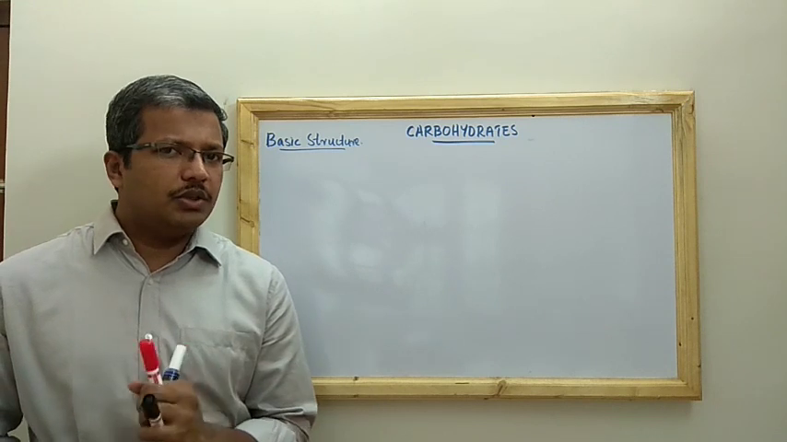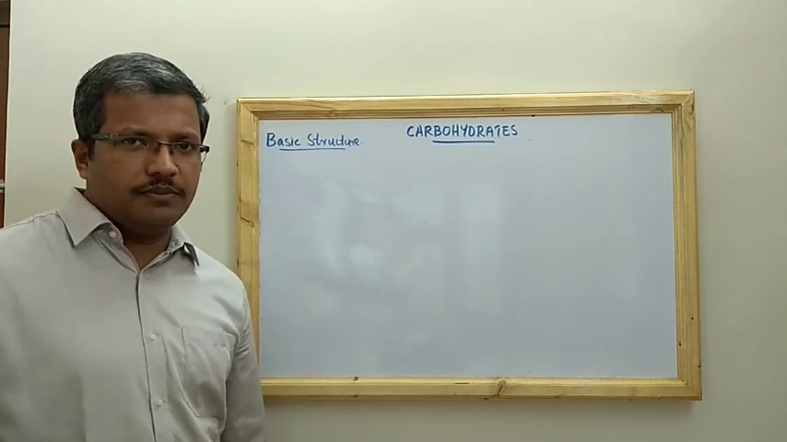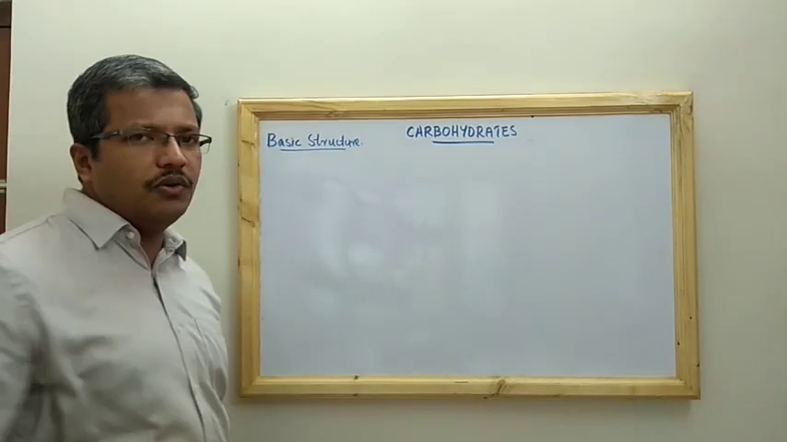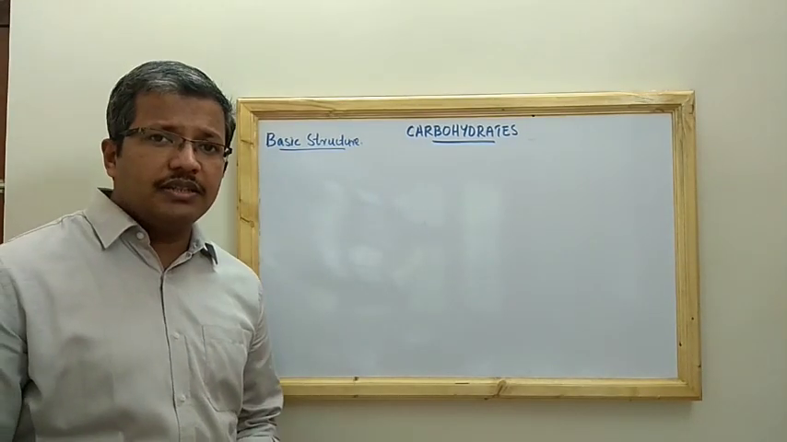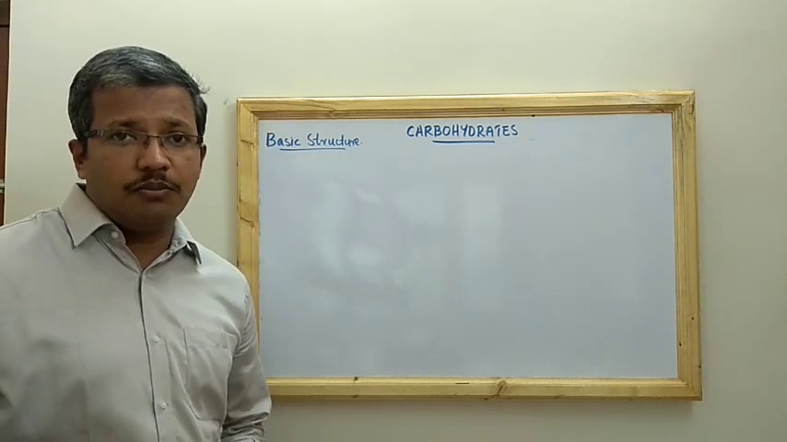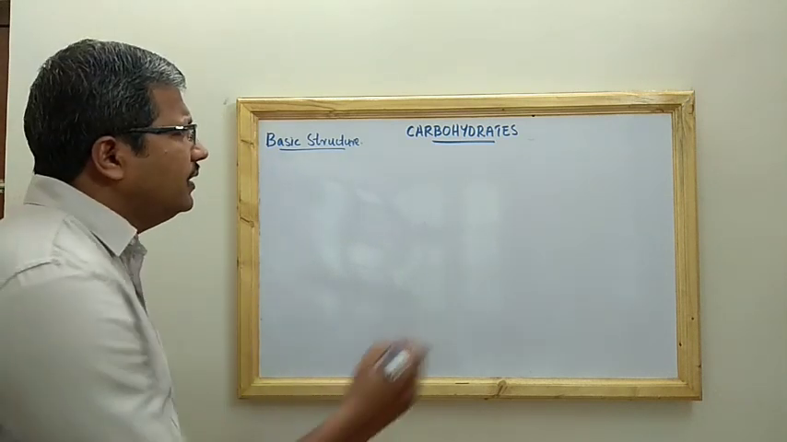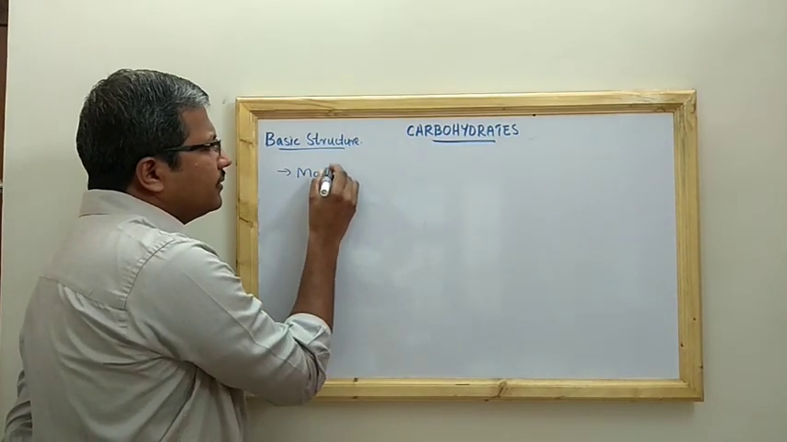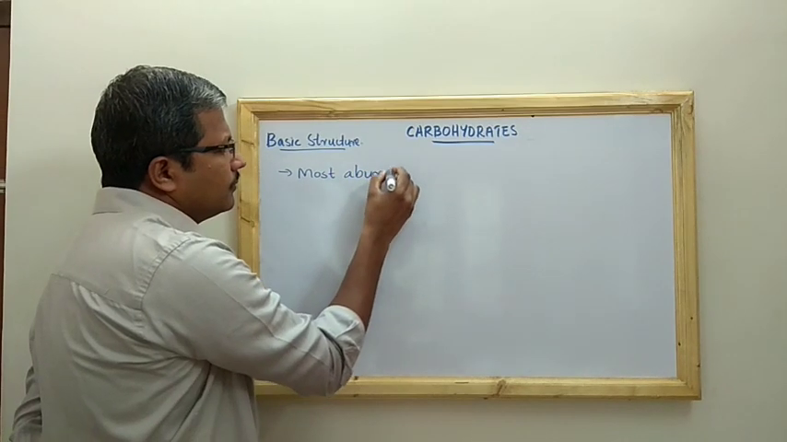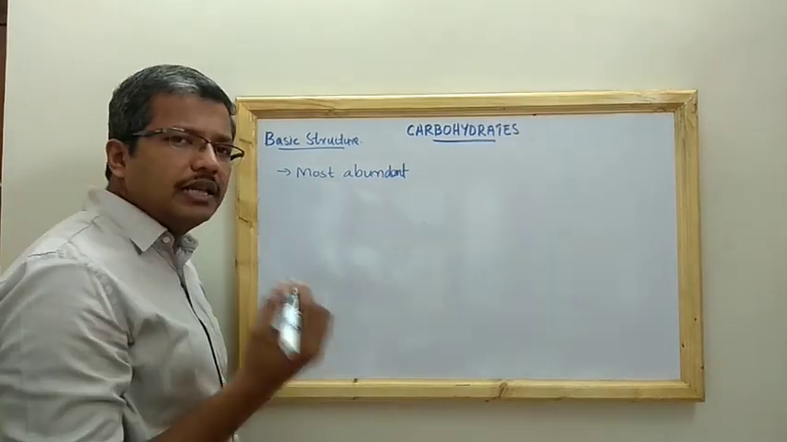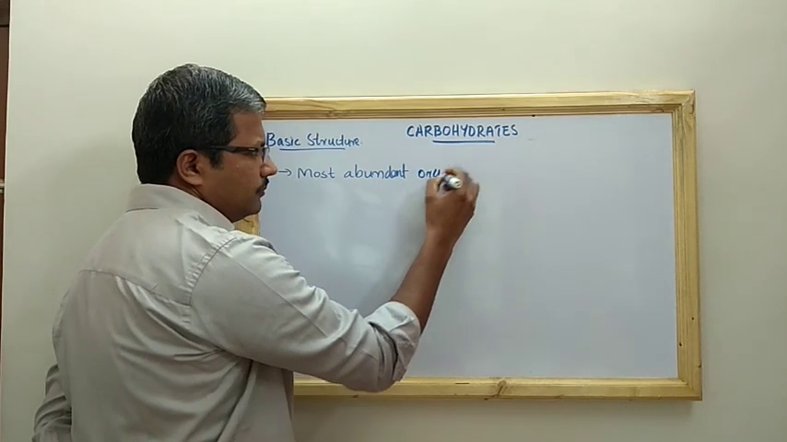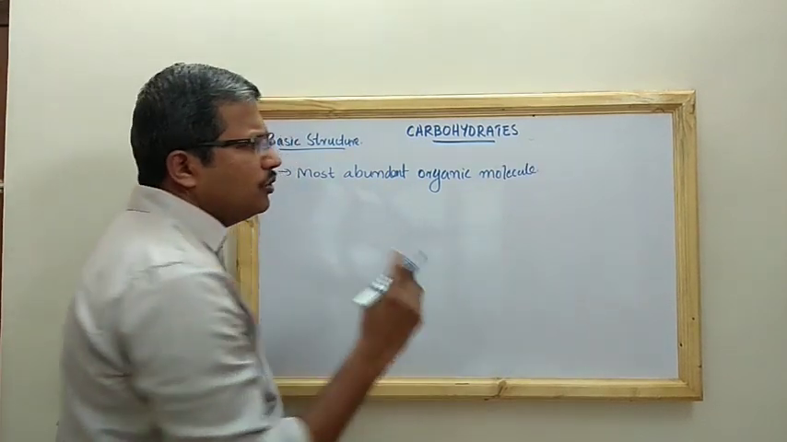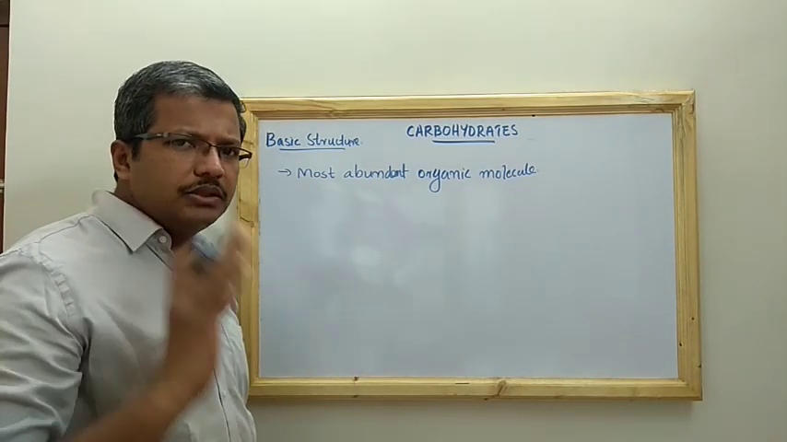Now we are moving into the topic carbohydrates. First of all, we have to learn about the basic structure of carbohydrates, and before that, let us see what is actually meant by carbohydrate. Carbohydrates are the most abundant organic molecule on earth.